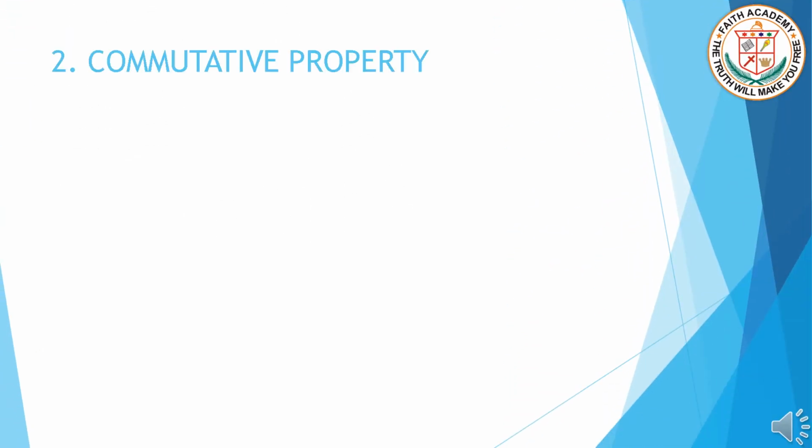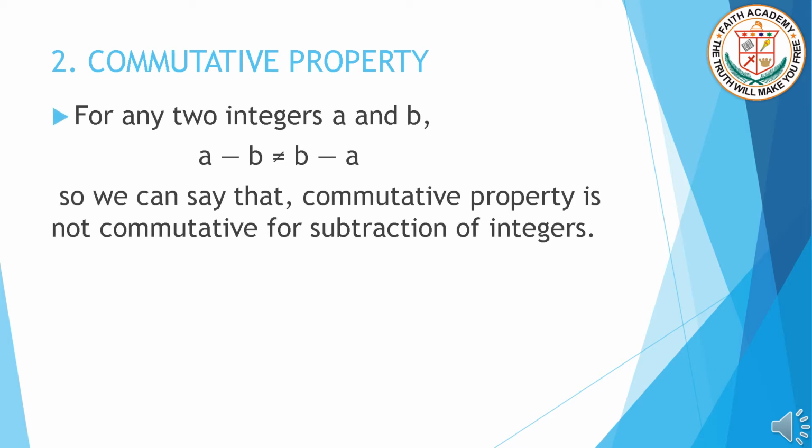The next property is the commutative property. Commutative property for subtraction says that if we subtract two integers in any order, it will not give the same difference. So this means that commutative property for subtraction of integers is not satisfied. Let us look at one example.